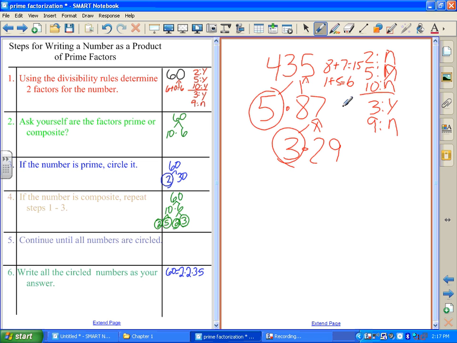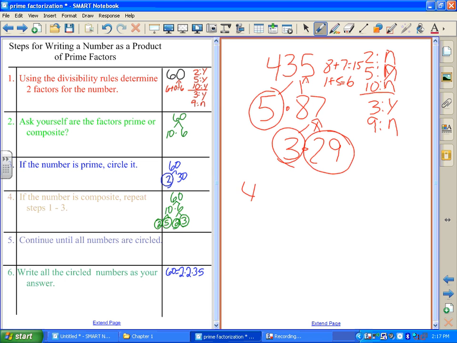Is 29 prime or composite? Divisibility rules. Is it divisible by 2? 5? 10? What's 2 plus 9? What's 1 plus 1? Is it divisible by 3? And is it divisible by 9? So it's a no on everything. Is it 49, 77, or 91? No. Then it is prime.